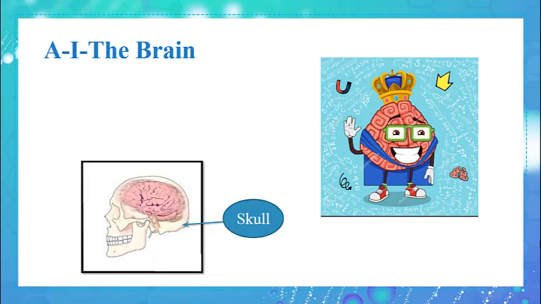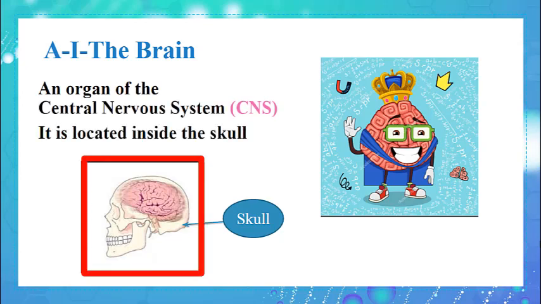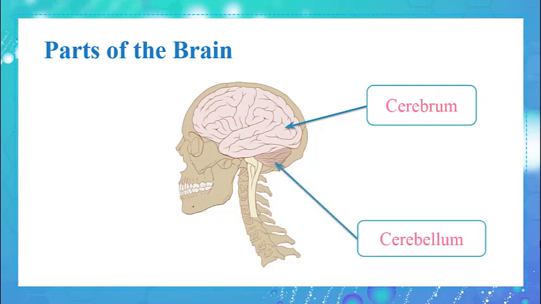Starting with the brain, it is an organ of the central nervous system, and it is located inside the skull. But what about the parts of the brain? The brain mainly consists of three parts: the cerebrum, the cerebellum, and the brainstem.